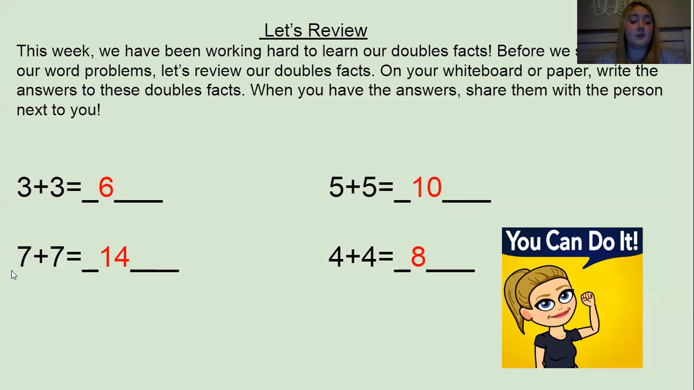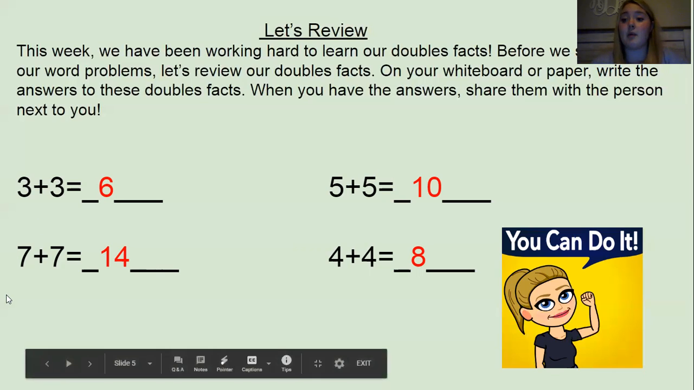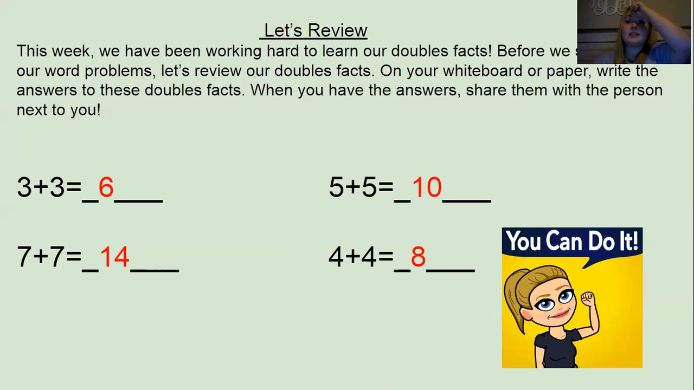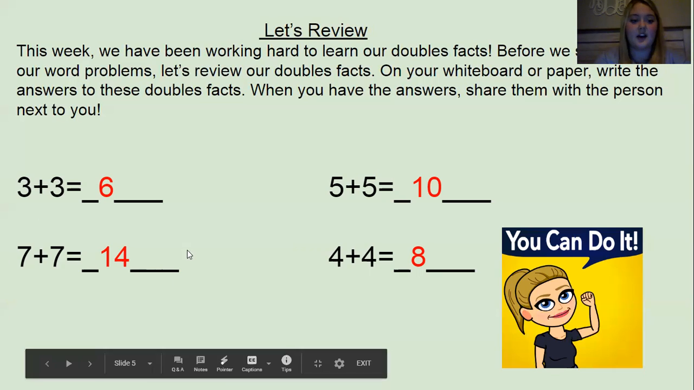We'll do the same thing with 7 plus 7. This time I want you to solve it with me. I want you to take 7, pick it up, put it in your brain, and let's count up 7 more. Are you ready? 7, 8, 9, 10, 11, 12, 13, 14. So when we take 7 and add 7 more, our answer is 14. So 7 plus 7 is 14.